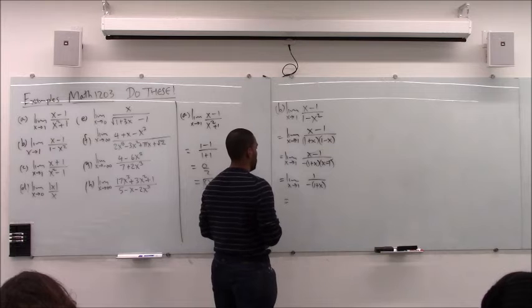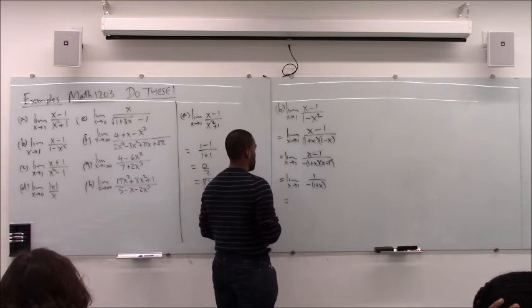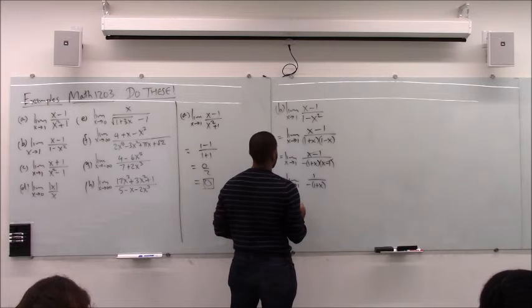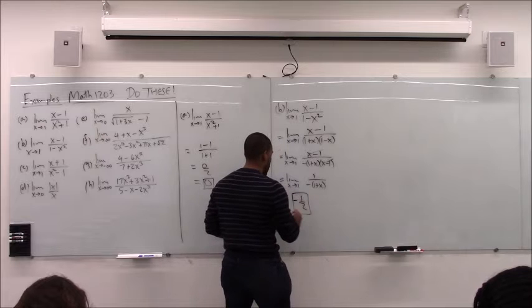And then you'd insert the negative and then also plug in, and we get what? Negative 1 over... minus a half.